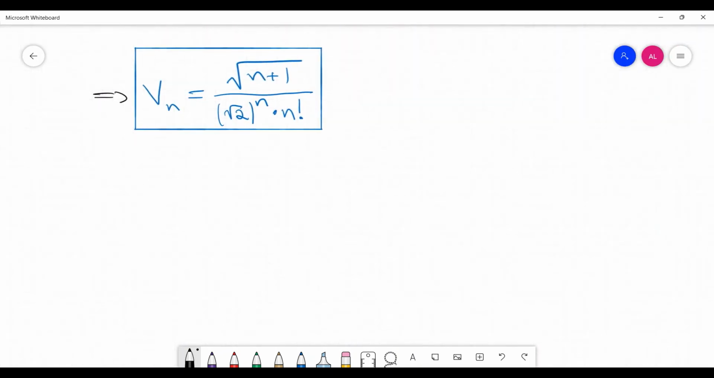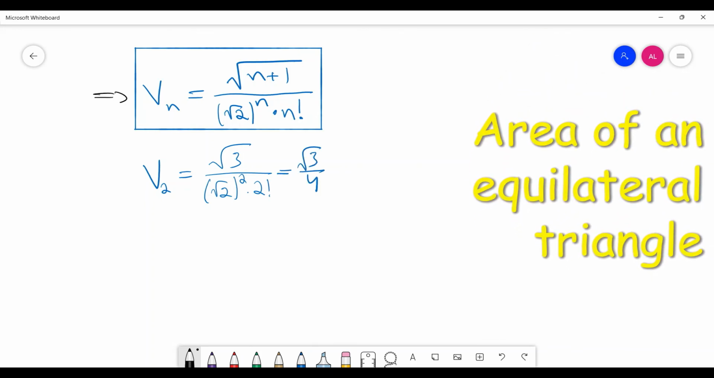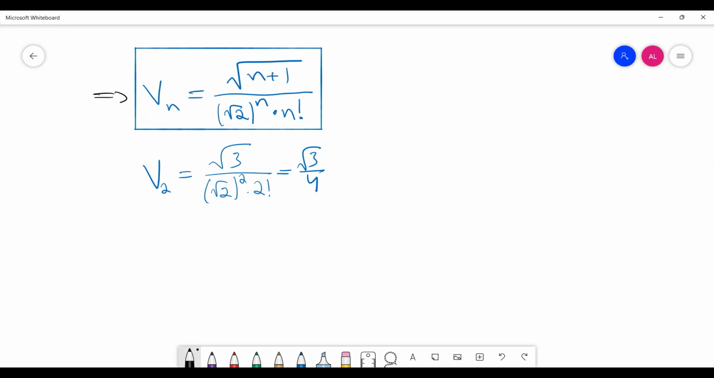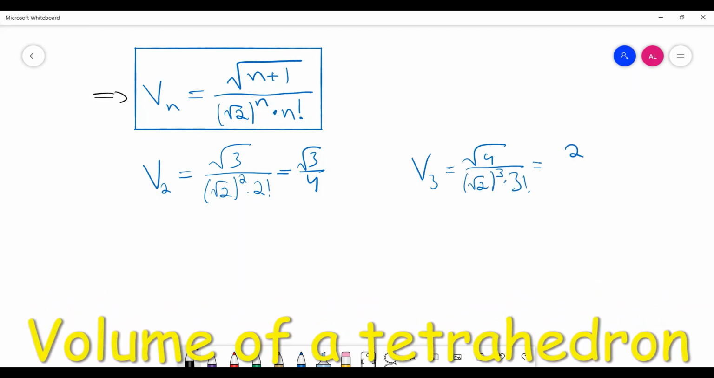Okay, so as a quick sanity check, let's just try this out on a couple of values that we are familiar with. So V_2, using this formula, if we just run it through, root 3 is root 3, then root 2 squared is 2, 2 factorial is 2, we get root 3 over 4. And that does match up with what we would expect. And then for 3 dimensions, it also works. Yep, it works because it's 1 over 6 root 2.